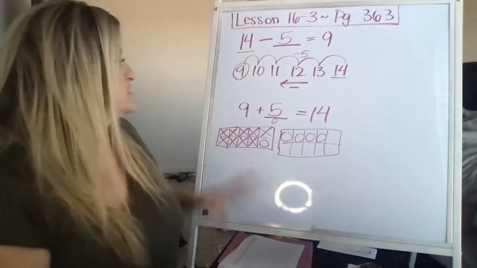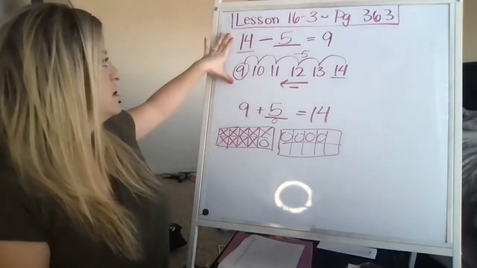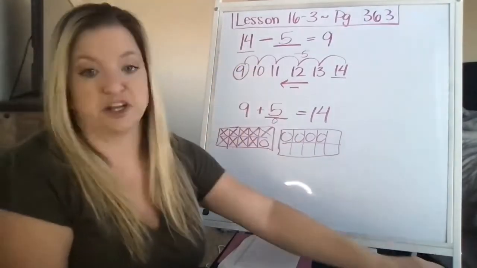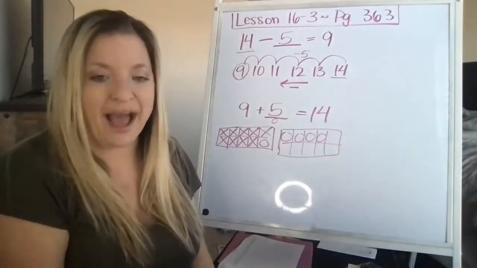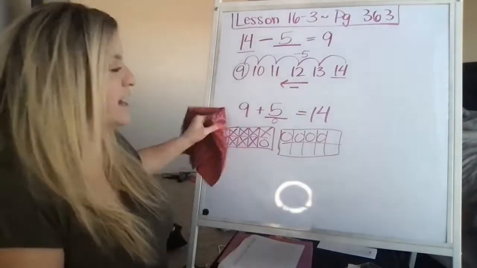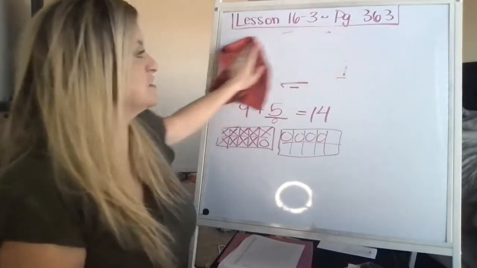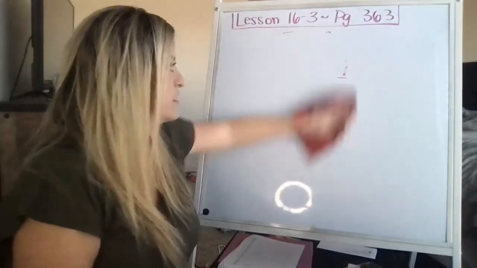Okay, here I used addition to help me subtract. Here I just counted back on a number line. Your book calls it a number path, but it's the same thing. Path and line are kind of synonyms, so they're two words that pretty much mean the same thing.